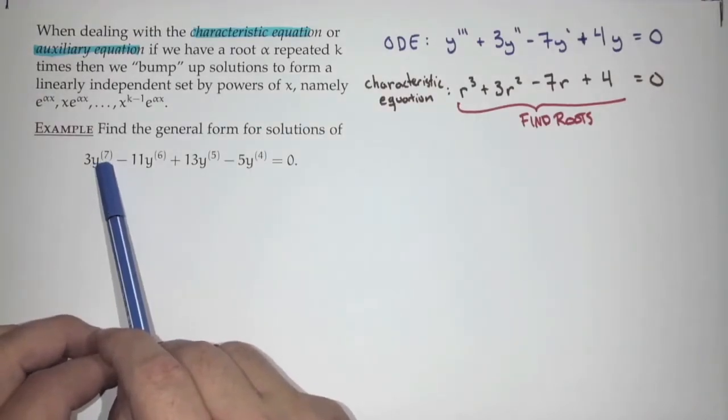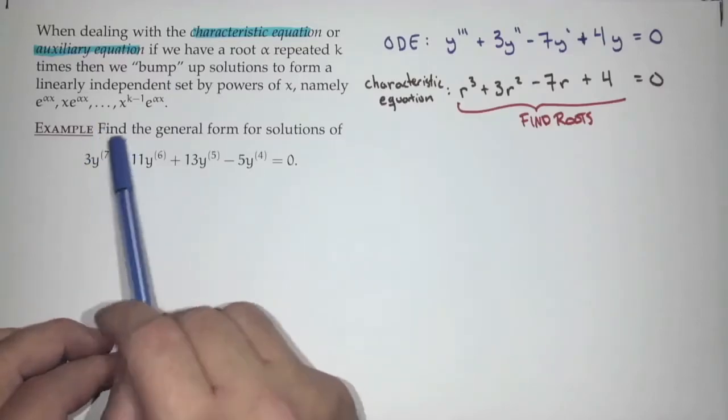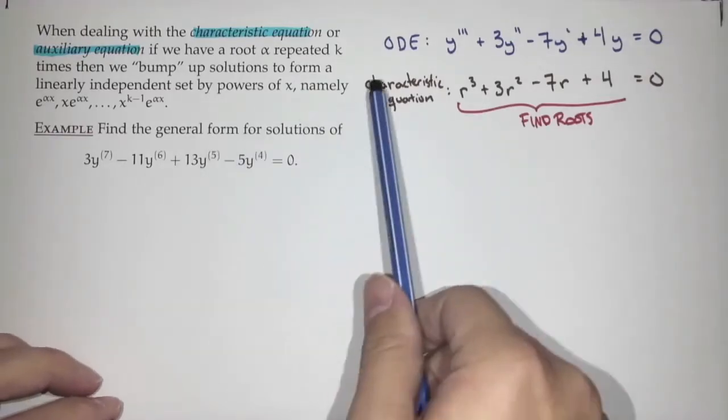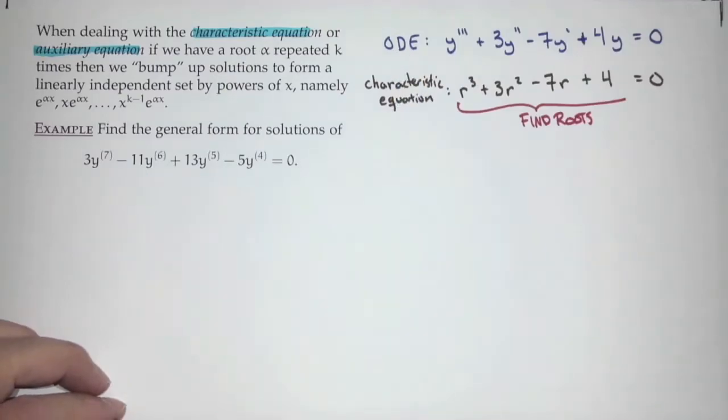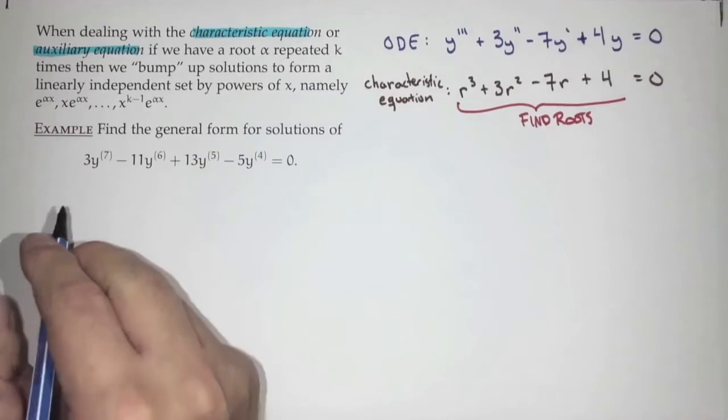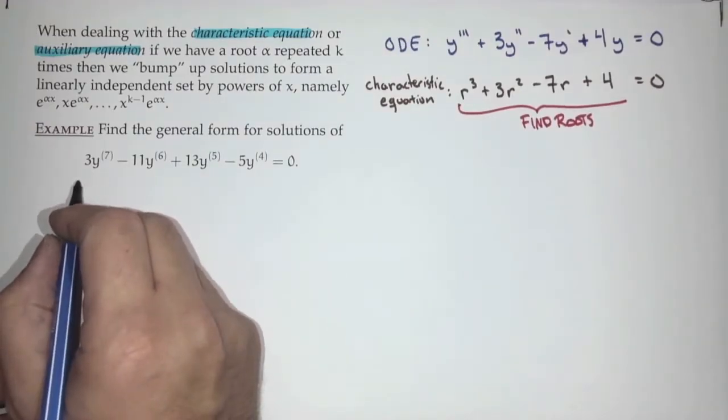Seven. So whatever the highest derivative is, that's how many functions need to come out. So we need 7 linearly independent solutions. Now, let's think about it. First step is we transform our differential equation into our characteristic equation. So in other words, to the algebra we go. So what's the characteristic equation going to be?